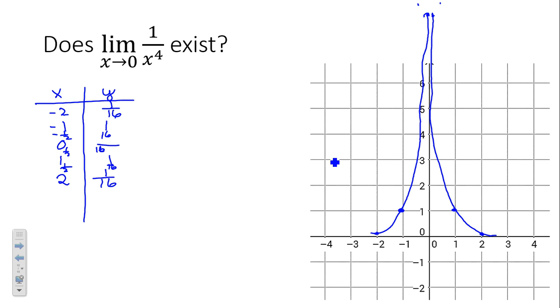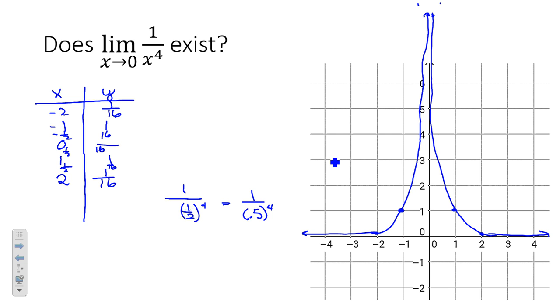Yes, absolutely. 1 over 0.5 to the 4th. This is 1 over 1/2 to the 4th, which is also the same thing as 1 over 0.5 to the 4th. Okay, and you should get 16. So far, so good? Okay, and what's happening here? Asymptotic to the x-axis, asymptotic to the x-axis.